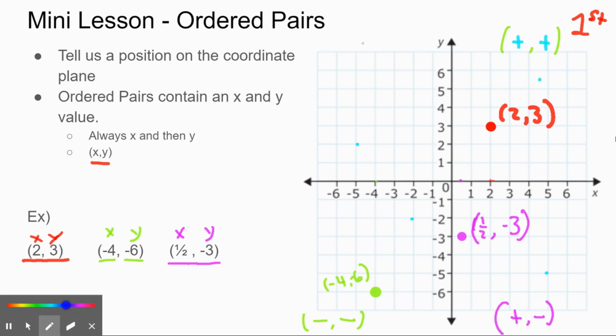Now, we didn't look at an example in the second quadrant, but if you had a point here, your x value would be negative, and your y value would be positive. So take a minute to write this down if you need. Then we'll talk about reflections next.